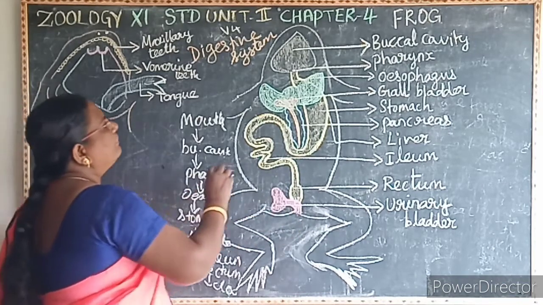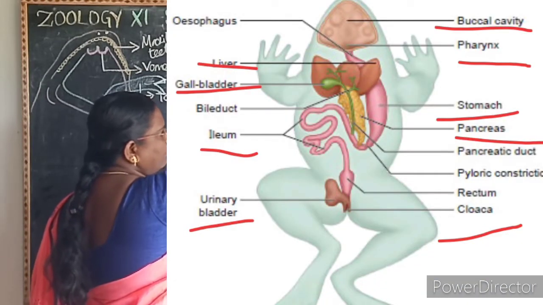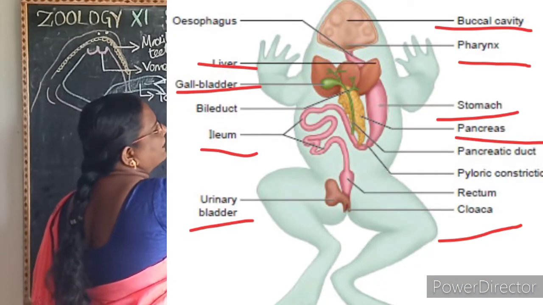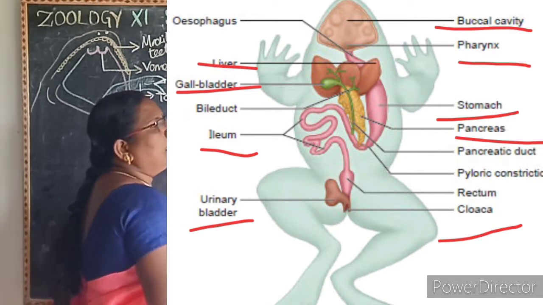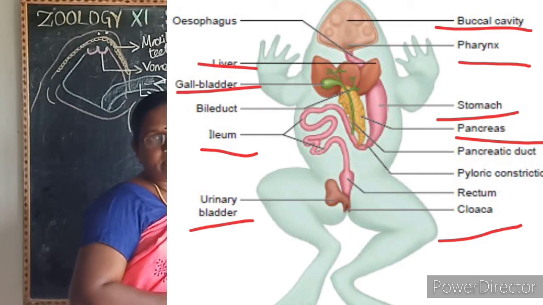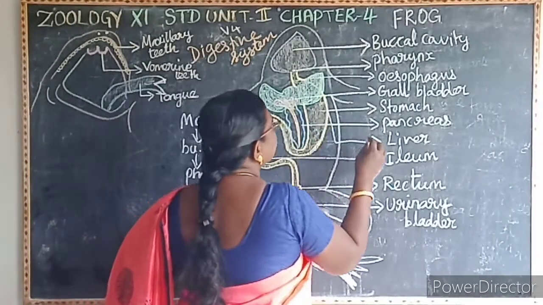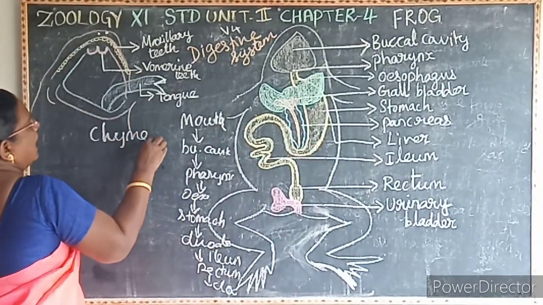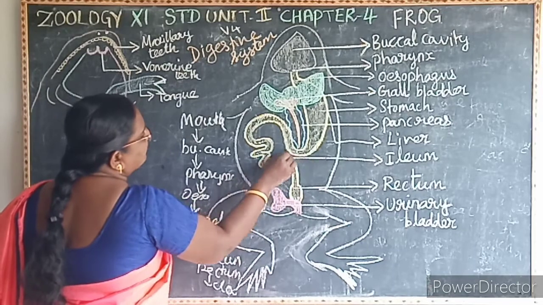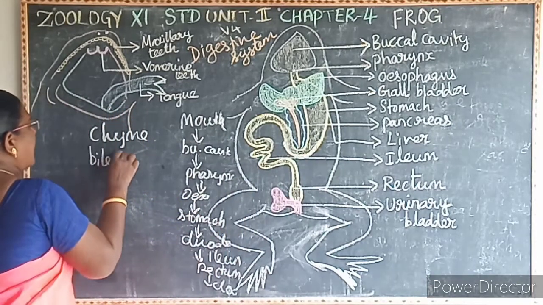So here the food first enters into the mouth and then into the pharynx, then into the esophagus, and then into the stomach. Here the digestion takes place in the stomach. So here the food is partially digested. That part is known as what? Kind. The partially digested food is known as what? Kind. And then in the duodenum, it receives the bile juice as well as the pancreatic juice.